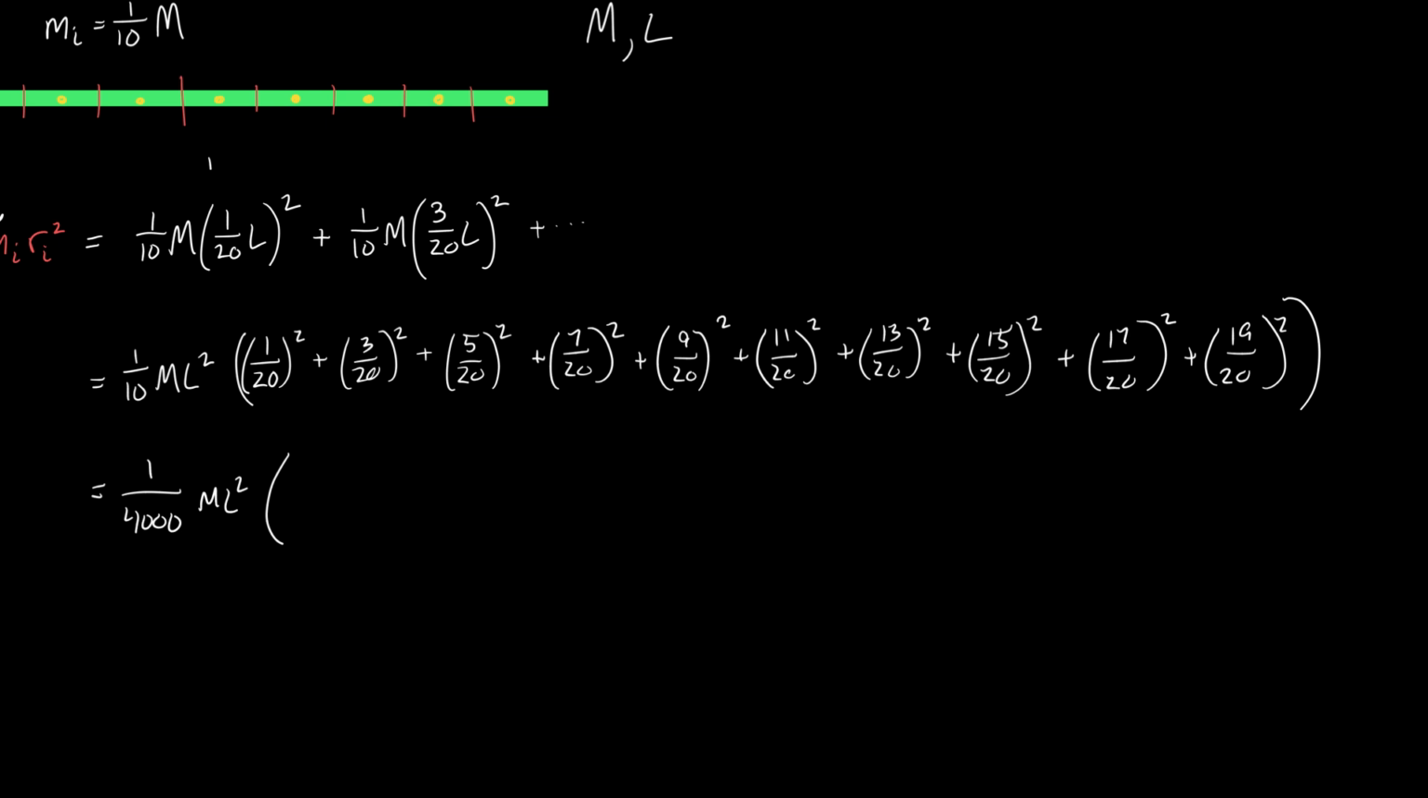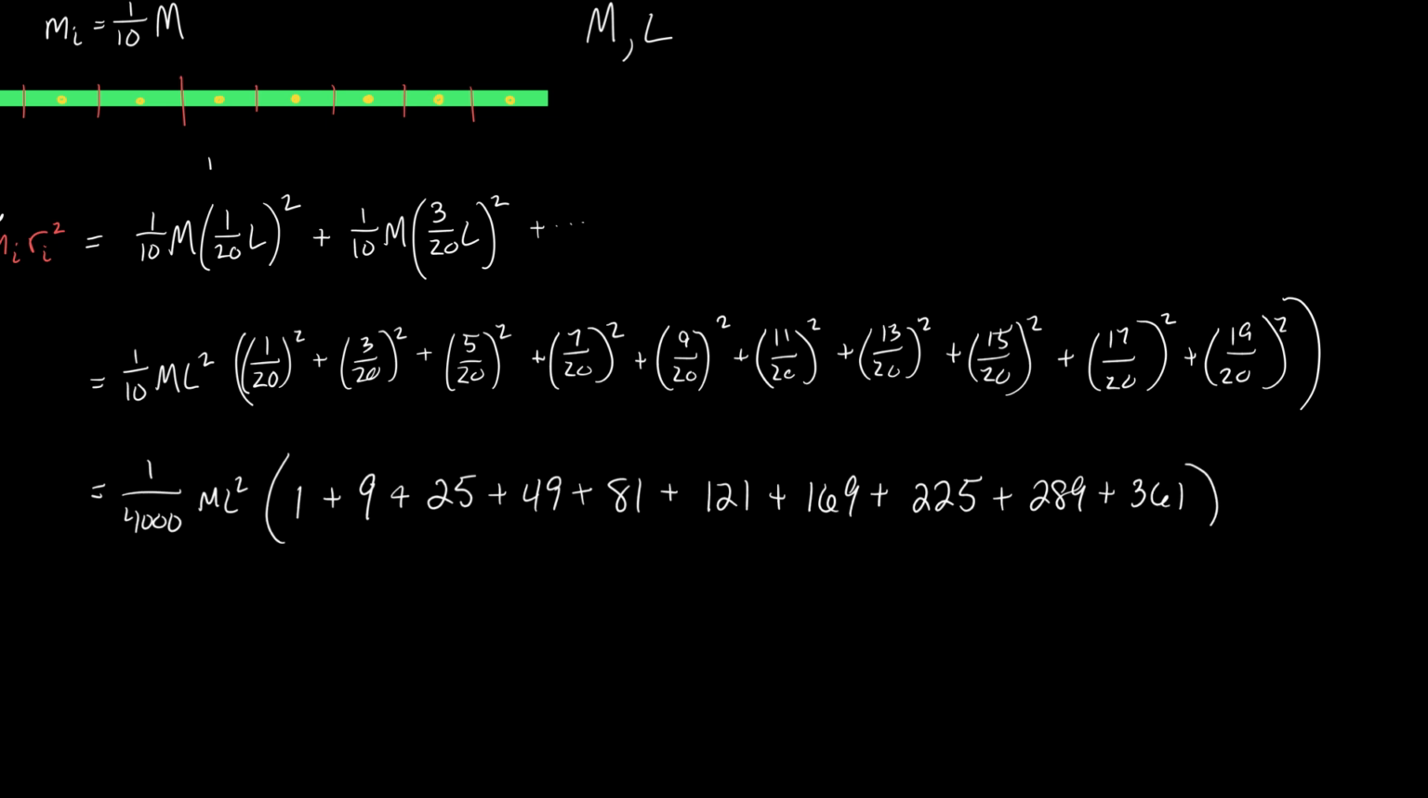So I took out the 20. And that's going to be 1 plus 3 squared plus 5 squared plus 7 squared plus 9 squared plus 11 squared plus 13 squared plus 15 squared, and that's the last one I know. All right, those are all the squares. Did you guys get that too?